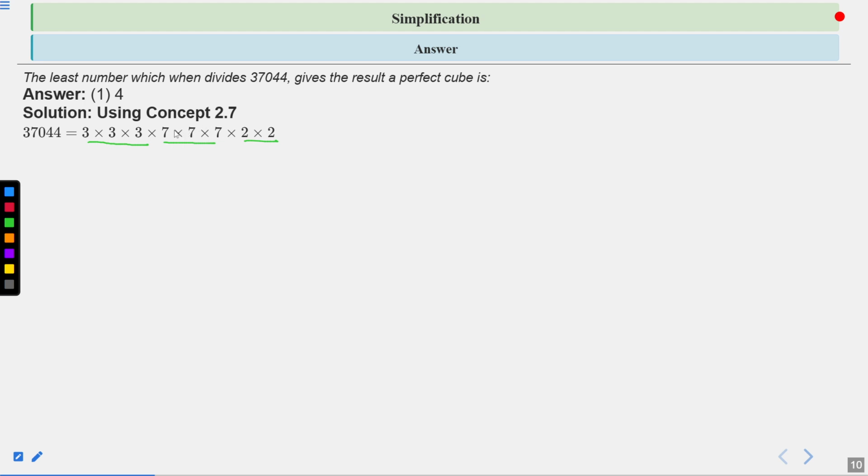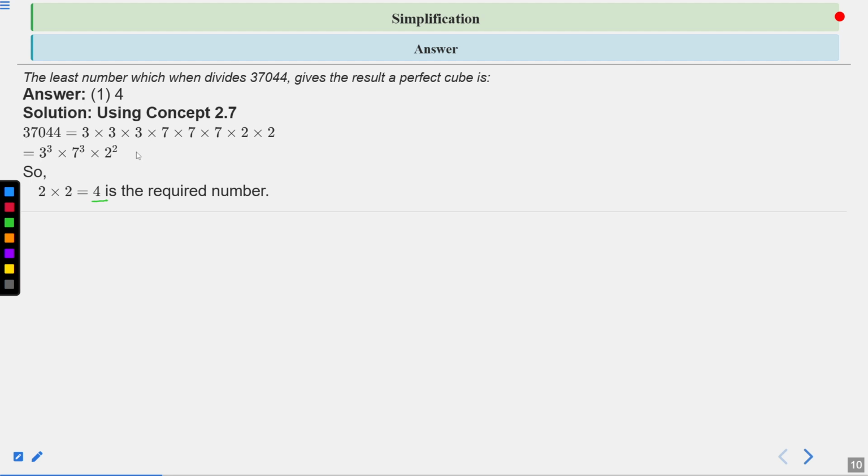So the least number should be 2 into 2. We can write it in the form of 3 cube into 7 cube into 2 square. So 2 into 2, which is 4, is the required least number by which, when we divide this number, it will become a perfect cube. So the first option is the correct answer of this question.